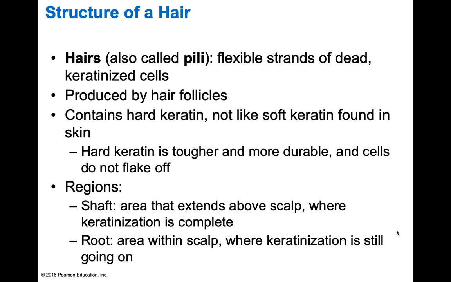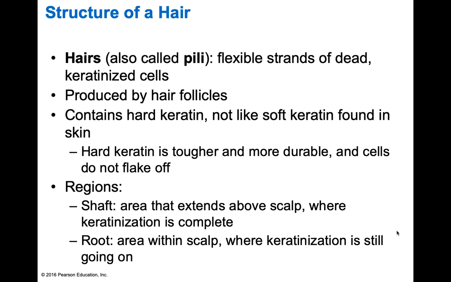The structure of your hair. So hairs, also called pili, are flexible strands of dead keratinized cells. They are produced by hair follicles, which we'll talk about the structure of in just a second. All hair contains hard keratin, not soft keratin like that found in skin. Hard keratin is tougher, more durable, and the cells do not flake off. If that happened otherwise, as your hair is growing, it would also be sloughing off at the same time, so it wouldn't really be changing. So you can grow your hair, cut your hair, it grows back, right?